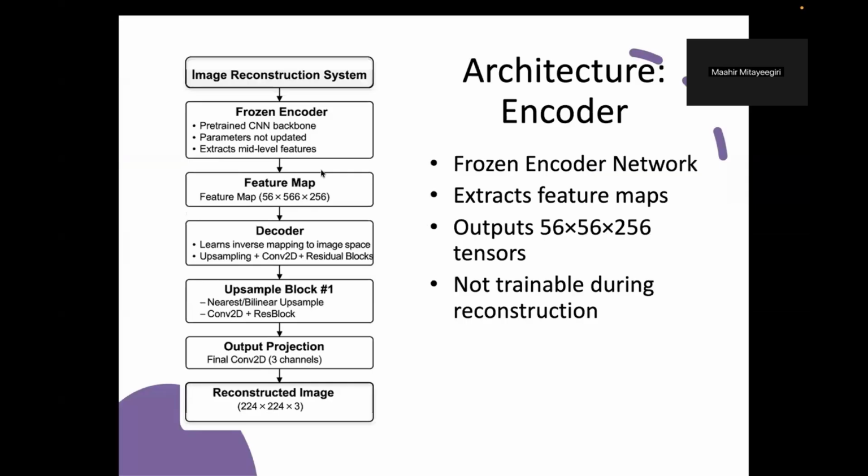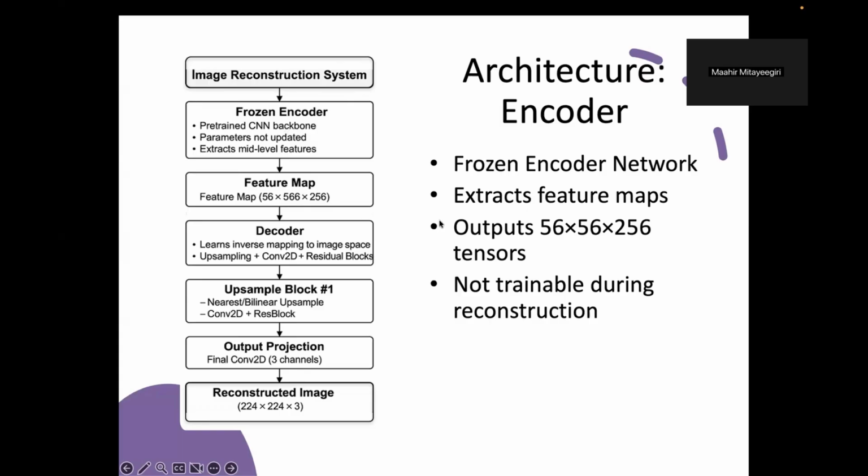Hello everyone, I'm Gautam. So we are on the slide discussing the architecture of the encoder. On the left hand side we can see the architecture diagram. As we see, the image reconstruction system goes through a frozen encoder, then it goes through the feature map, then through the decoder, upsample and output, and we get the reconstructed image.